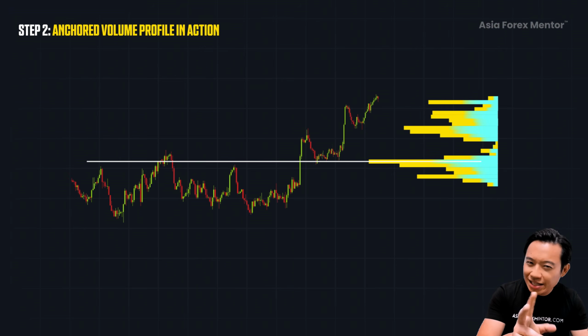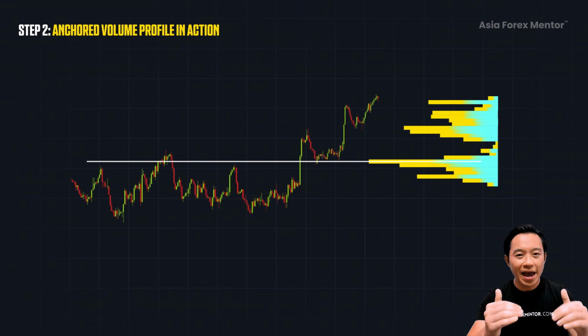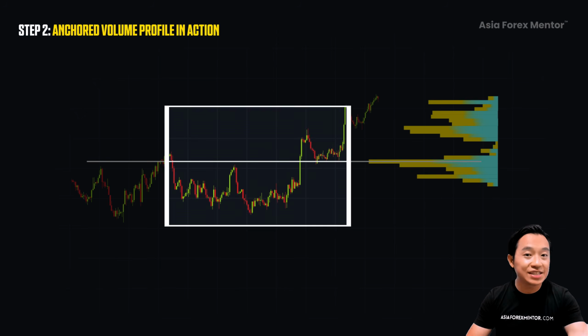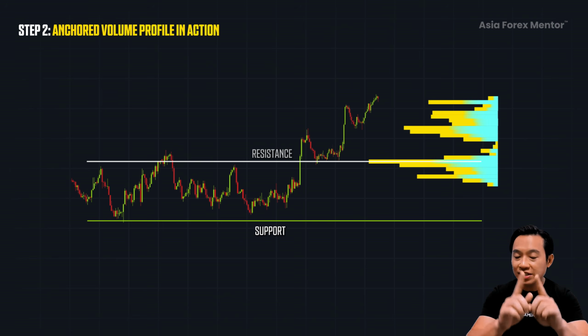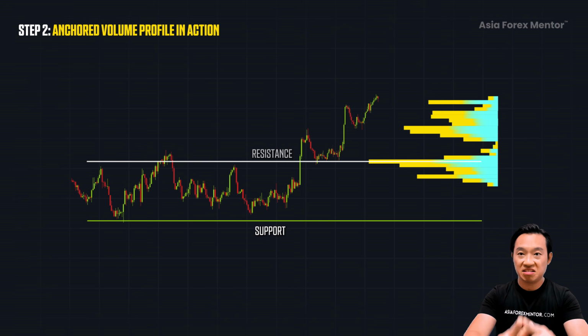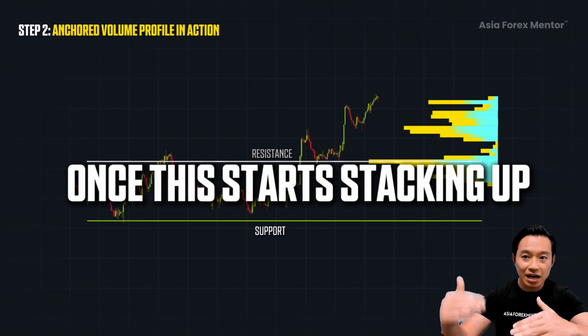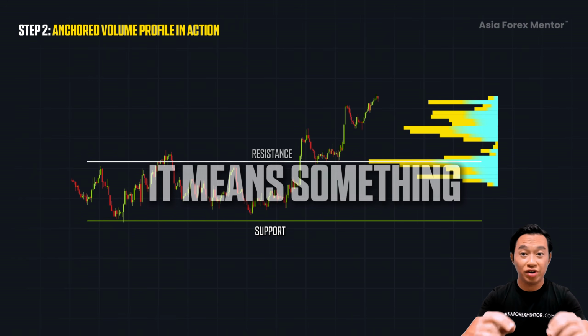So now, you don't just use that, you pair this up. You pair this reading with what? With your price structure, with your support, your resistance. And then you're going to start seeing these zones. Once this starts stacking up, it actually means something really strong.